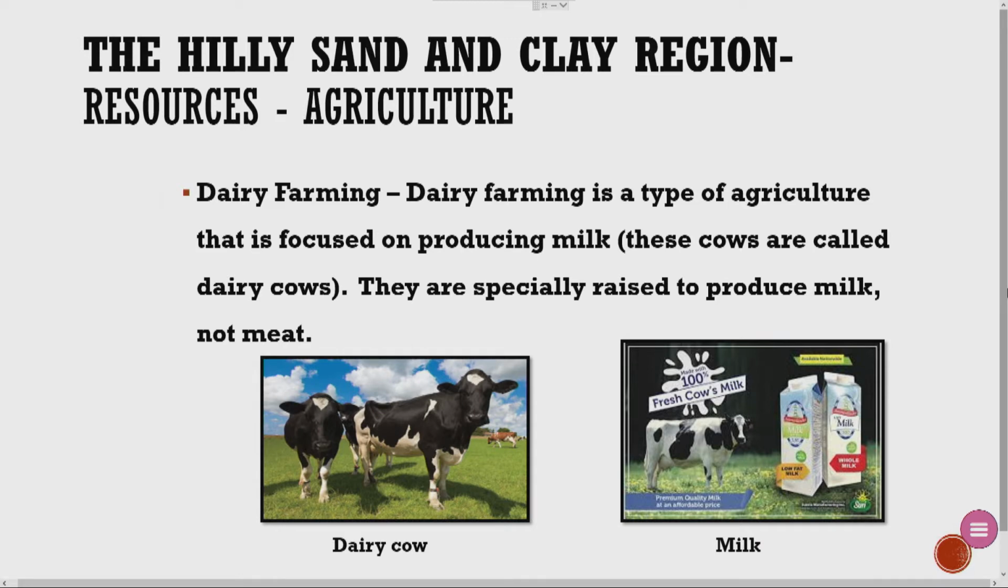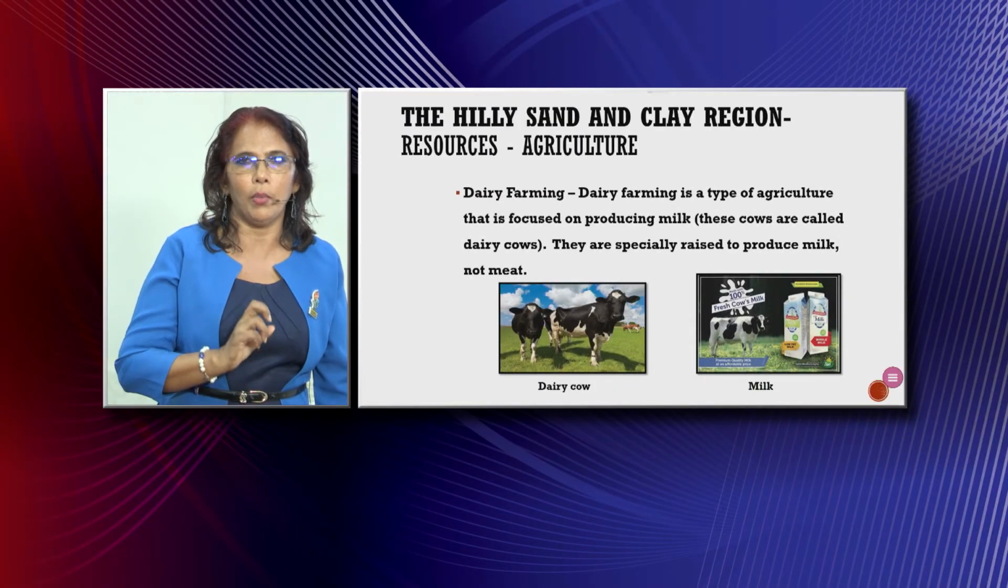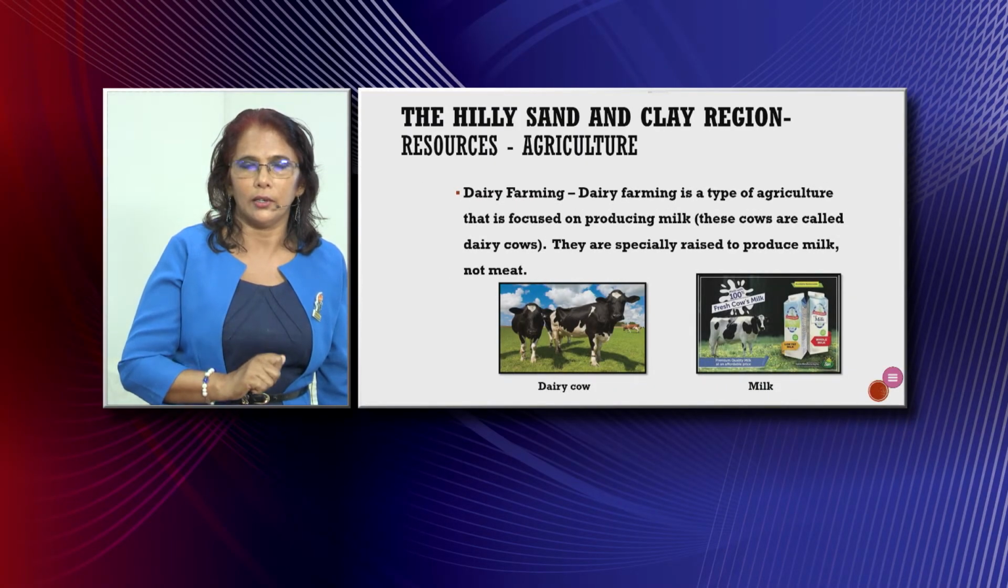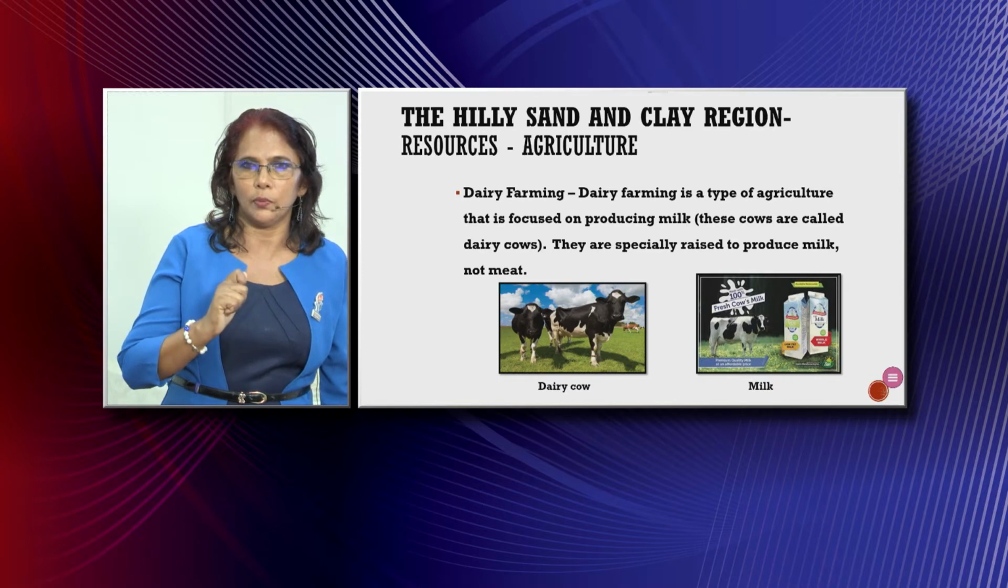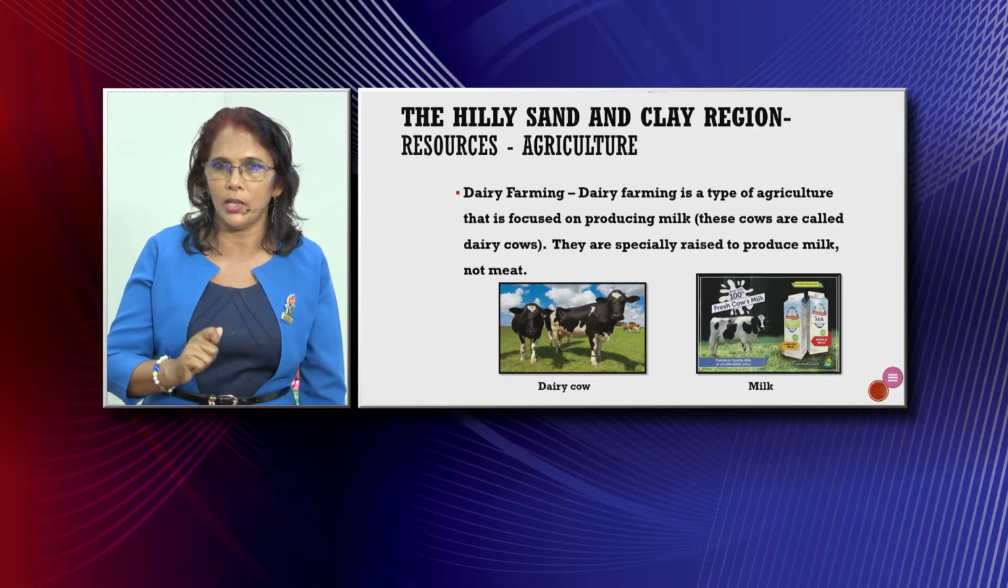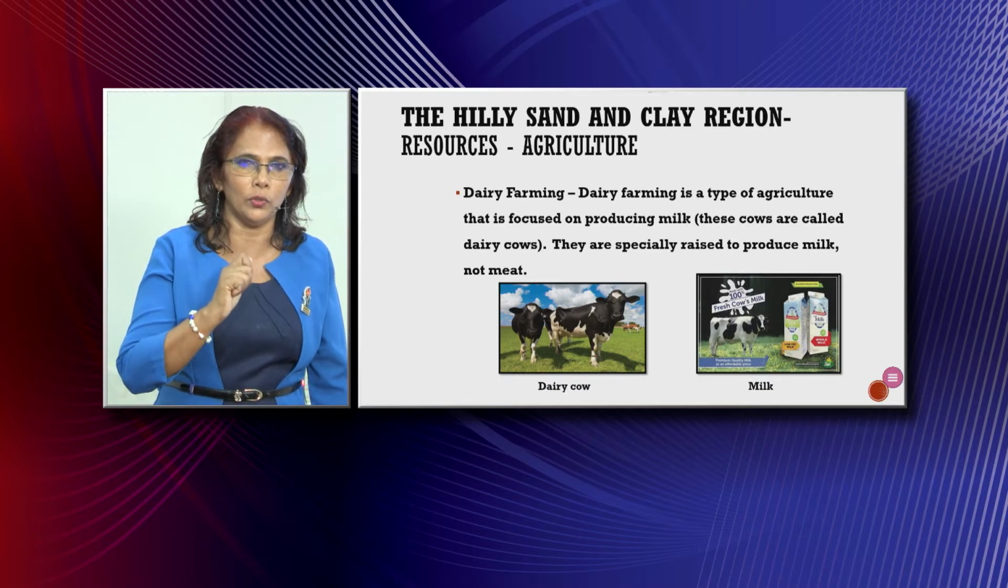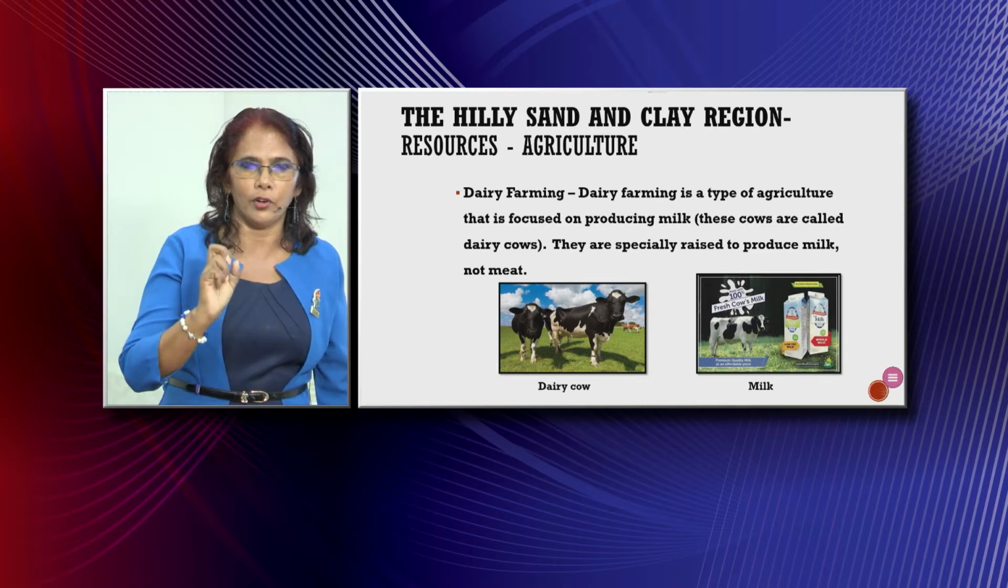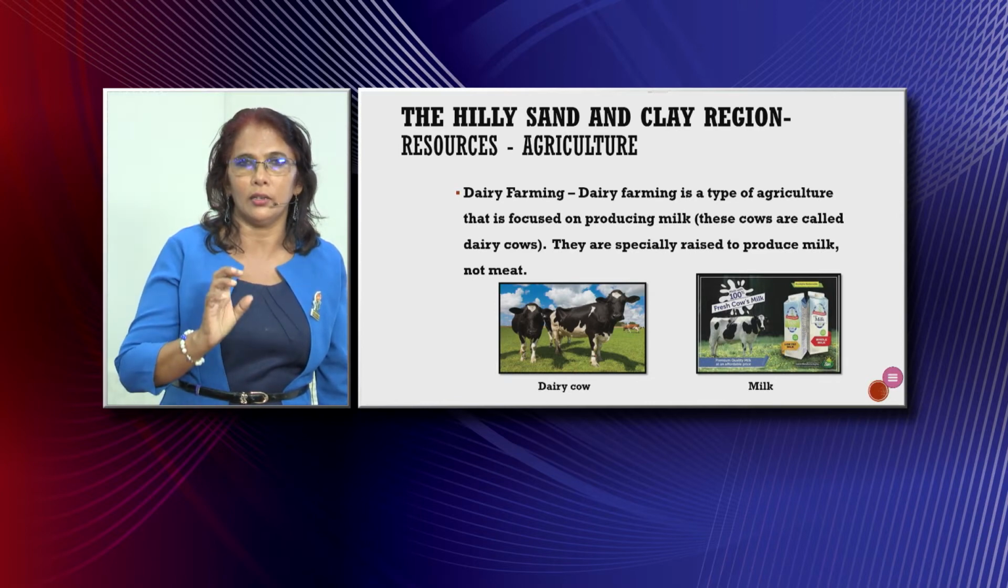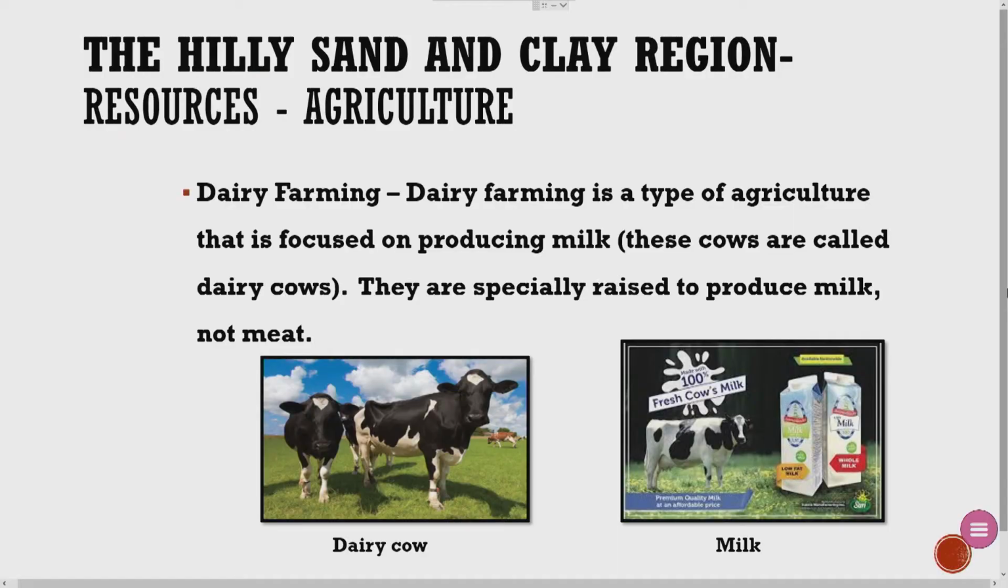Now, we know that we have beef, that is the meat of the cow that many people eat. But the cow that is raised specifically for milk, you cannot use their meat. They are for milk, and they are called dairy cows. We have a picture of the dairy cow, and then we have a picture of the produce, that is the milk that we get from the cow, fresh cow's milk.